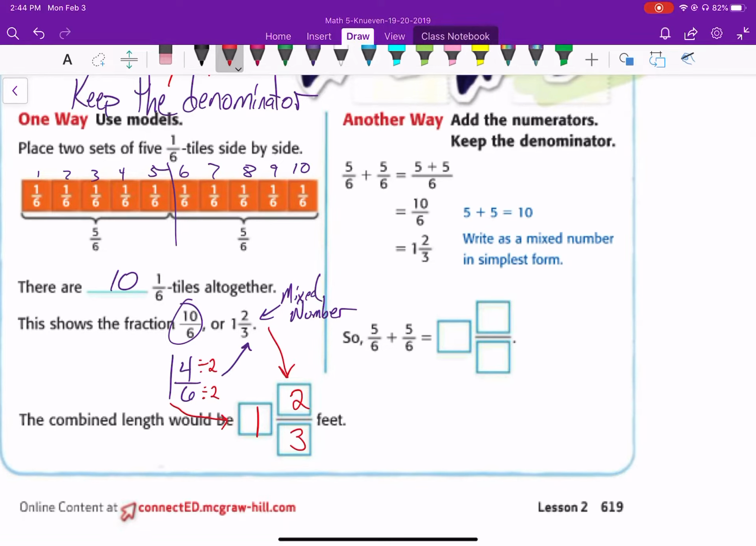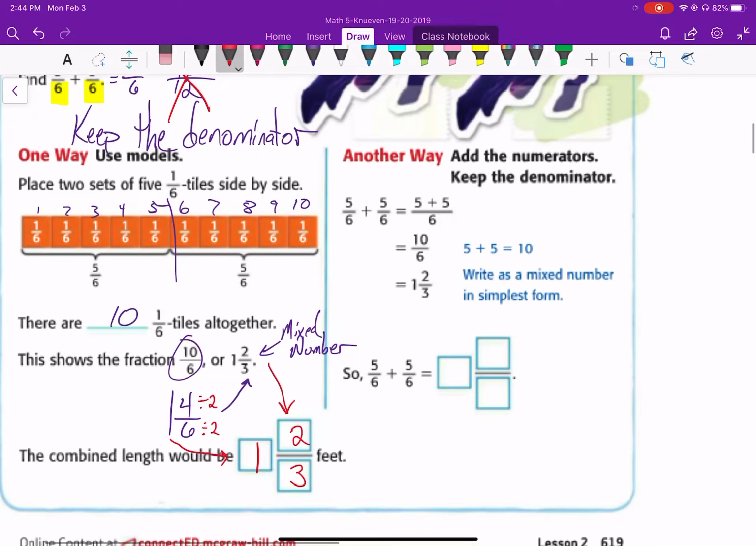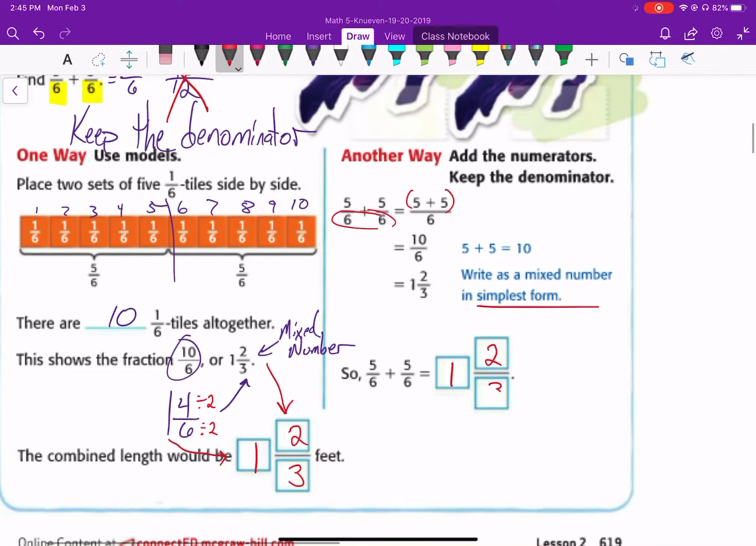So if we were to look at it another way, again, we have 5/6 plus 5/6, and this is more computational, just writing straight up addition. Because they have the same denominator, I can write that up in the numerator. 5 plus 5 is 10. 10 over 6. Well, 6 goes into 10 once. Again, we get back to our 4/6. I simplify because we always have it in simplest form, and we get 1 2/3.